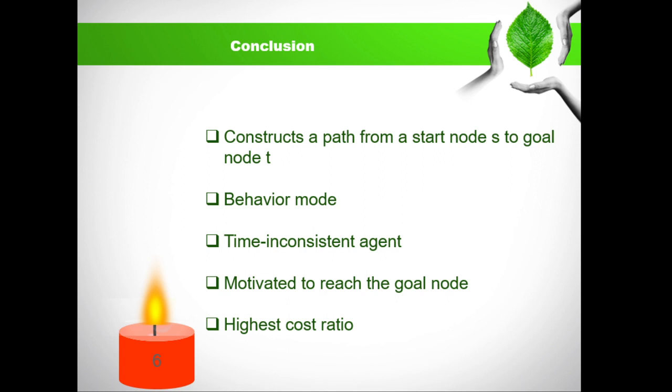A time inconsistent agent may plan an S to T path that is different from the one they follow. In the investigation, we study the structure of minimal graphs in which an agent is motivated to reach the goal node, as well as the graphs achieving the highest cost ratios between time inconsistent agents and shortest paths. Our findings provide a characterization for a set of basic structures in this model.